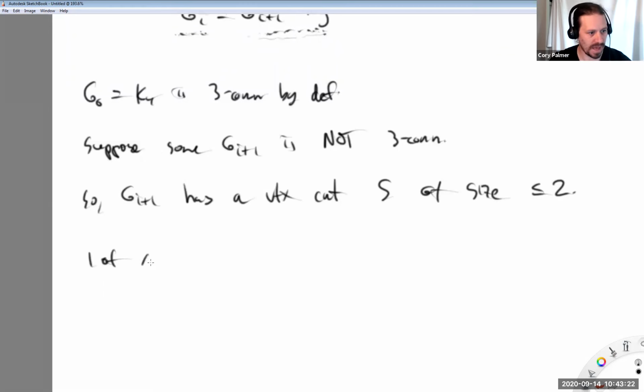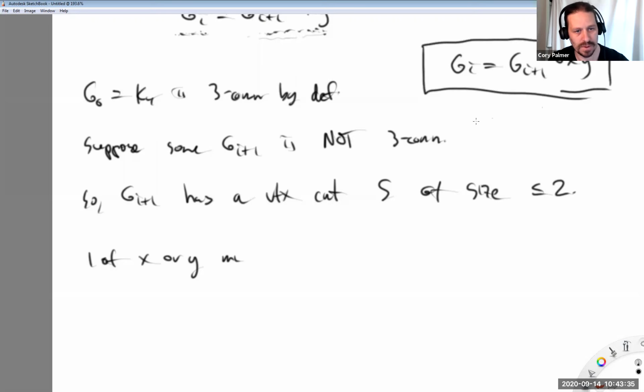One of X or Y must be, so I want to write this down again. It's really important that we keep in mind the relationship between Gi plus 1 and Gi. Gi is the result of contracting this edge XY, and the only thing we know about dx and dy is that their degree was at least 3 on both ends. And we know that Gi is 3 connected. I'm assuming Gi plus 1 is not 3 connected, and I want to get a contradiction. I'm going to contradict the degree condition here. That's what's going to be contradicted, okay?